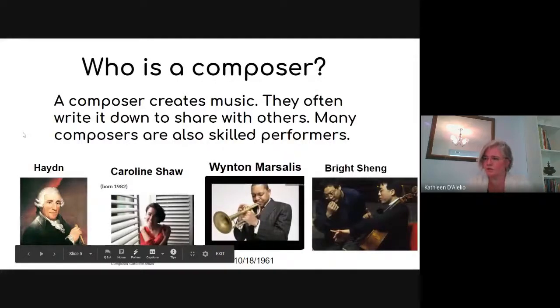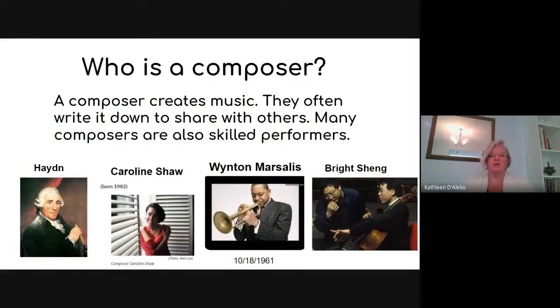So who is a composer? What is this word I keep saying? A composer creates music. So they think of it. They make decisions about the music. They decide what instruments will play. Will it be loud or soft? Are the sounds going to be long or short? Okay, so the composer makes all those choices when they create the music. They use their brains. They often write it down to share with others. Many composers are going to write their music down either on a computer or on paper so they can share with others so they can play it. Many composers are also skilled performers.